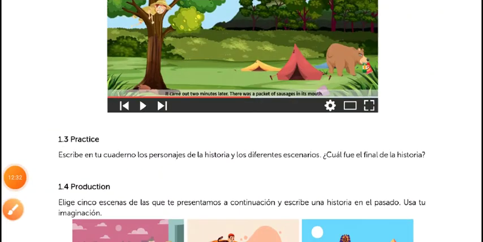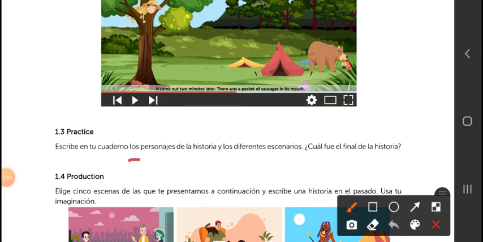So that's it. That's the story. It's a very good story, yes? And now let's go back to the guide. Vamos a la guía de nuevo. Let's go back to the guide. Here. Now let's answer the questions. Respondamos las preguntas. Escribe en tu cuaderno los personajes de la historia.